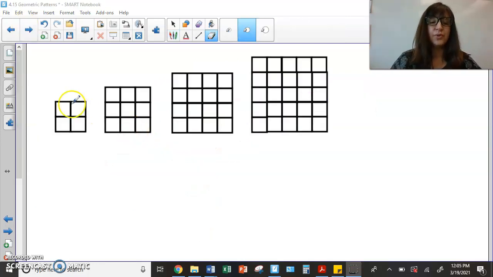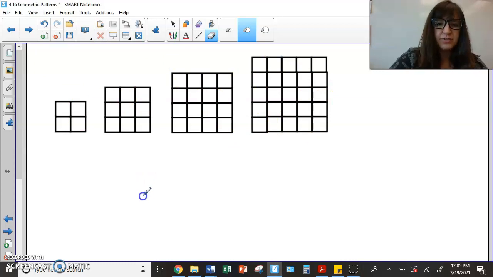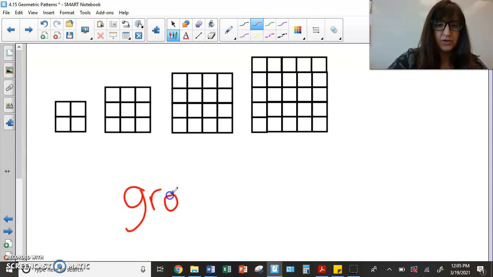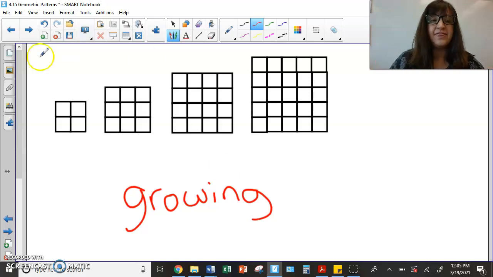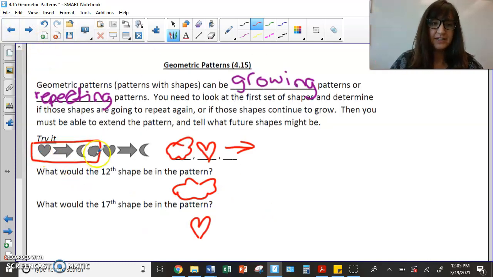So this set of shapes right here, this is an example of a growing geometric pattern, okay? So the other one was repeating, this one is growing, okay? So you can see the shapes are getting larger, but just like every pattern, patterns all follow the rules, okay? So each pattern has its own set of rules. For this other one that was repeating, these 4 shapes repeated over and over again.